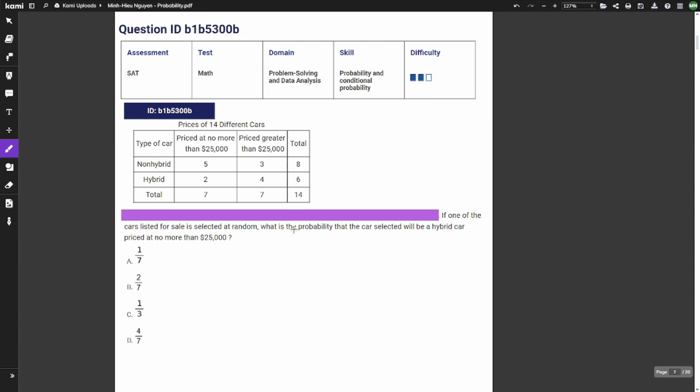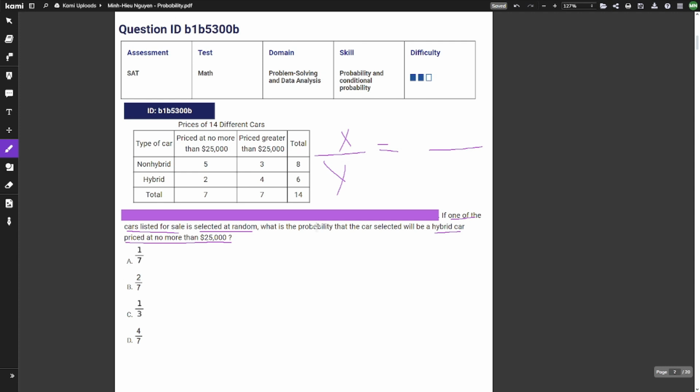So there's actually three pieces of information that we're going to be getting from this very last sentence. The first thing is that it's going to be one of the cars listed for sale selected at random. Now that information is going to be our y, or our bottom piece of information, or our total. It might not make a lot of sense right now, but let's just keep moving on. Then they want the probability that the car selected will be a hybrid car priced at no more than $25,000. So that's going to be our x, or our top number.